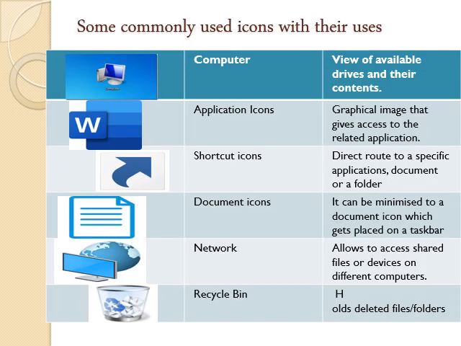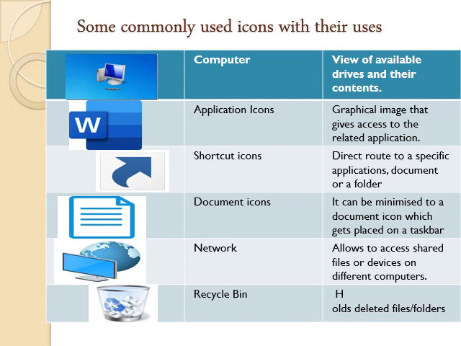First one, computer. This computer icon gives you a view of available drives and their contents stored on the computer system. Double clicking on any drive icon will display the files and folders contained in that drive. Then comes the application icon. These are the graphical images that give you quick access to the related application. This is the Word icon I have given you. If you click on this icon, it will open the Word file.